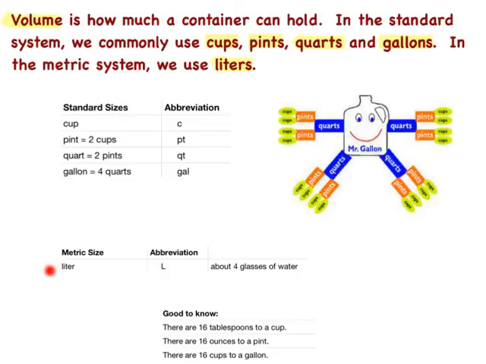In the metric system, we use liters, abbreviated with a capital L. They use a capital L so that it is not confused with a number 1. And it's equivalent to about 4 glasses of water. Here are some other units of measurement that are just good to know. First, there are 16 tablespoons to a cup, there are 16 ounces to a pint, and there are 16 cups to a gallon.